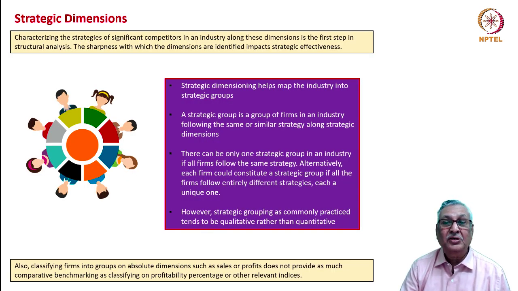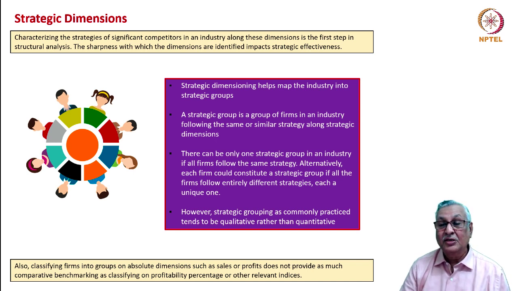Strategic dimensions help map the industry into strategic groups. A strategic group, as a definition, is a group of firms in an industry following the same or similar strategy along strategic dimensions. If a company is highly specialized in terms of its products and highly specialized in terms of its manufacturing facilities, it is one strategic group dimension or cluster.